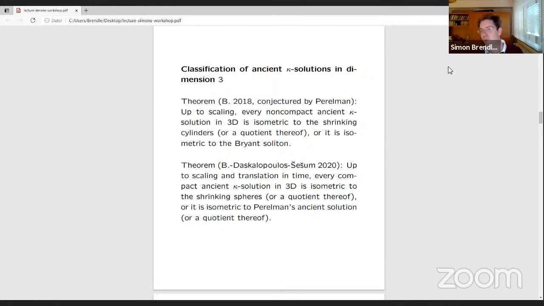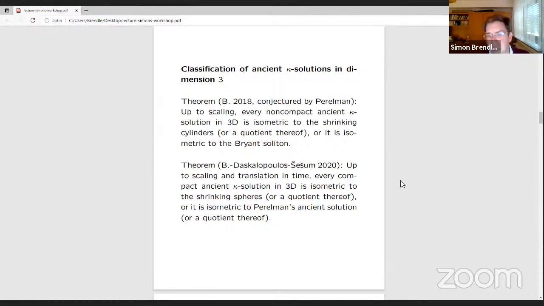Now again, there's a companion result in the compact case, and in the compact case you can conclude that up to scaling and translation in time and diffeomorphisms, the only examples are the shrinking spheres and the quotients, and the Hamilton solution. And then this one also has a Z2 quotient, and these are the only examples.